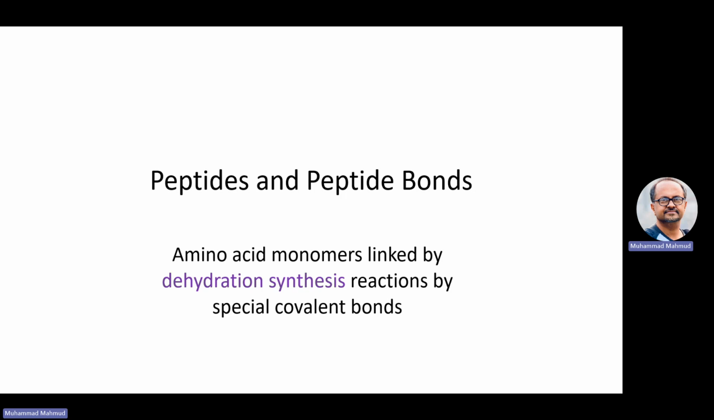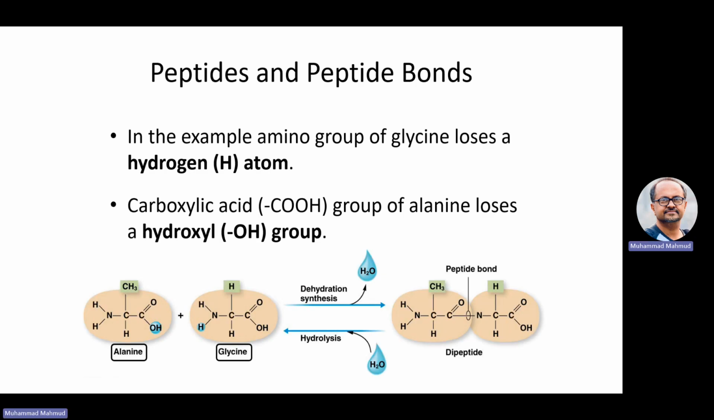Amino acids are the monomers, and when they are linked together by dehydration synthesis, they form a special covalent bond, and those are peptide bonds. Take a look at this. Alanine on your left side, lower part, you see alanine, that's an amino acid. And when it is combining with glycine, alanine plus glycine, one molecule of water is removed and they are synthesizing a new molecule, a dipeptide here.